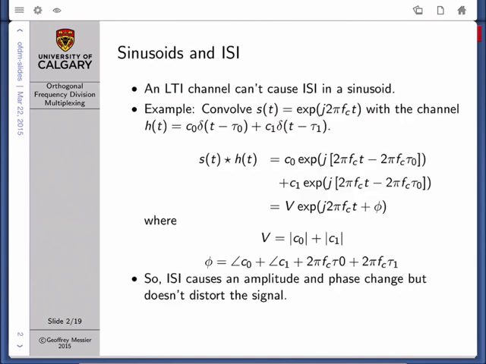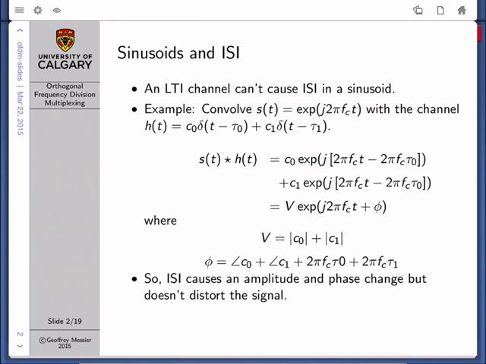So the fundamental idea behind OFDM is it takes advantage of the fact that a dispersive linear time invariant channel, or LTI channel, can't cause intersymbol interference in a sinusoid. Or maybe more accurately, we would say that ISI, due to dispersion, doesn't change the fundamental shape of a sinusoid.